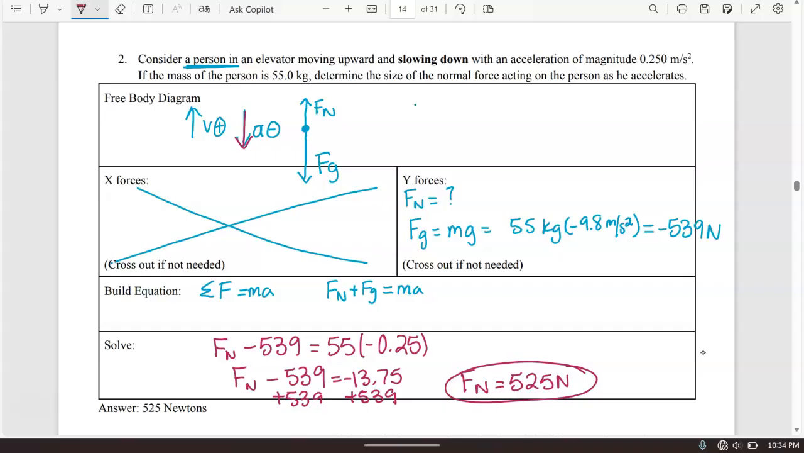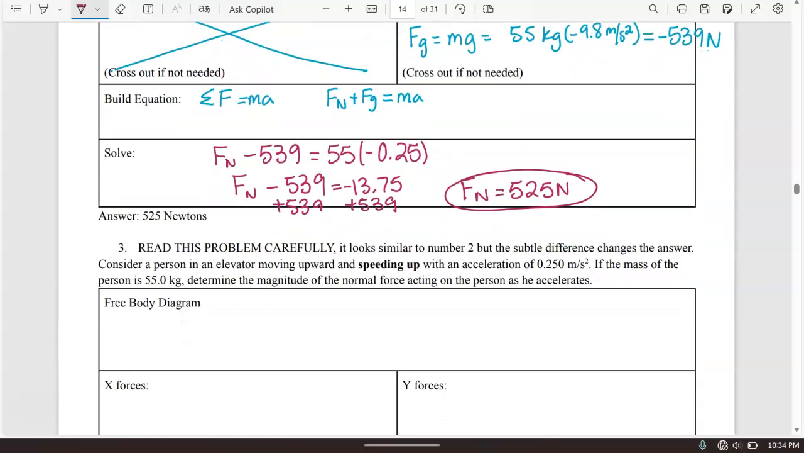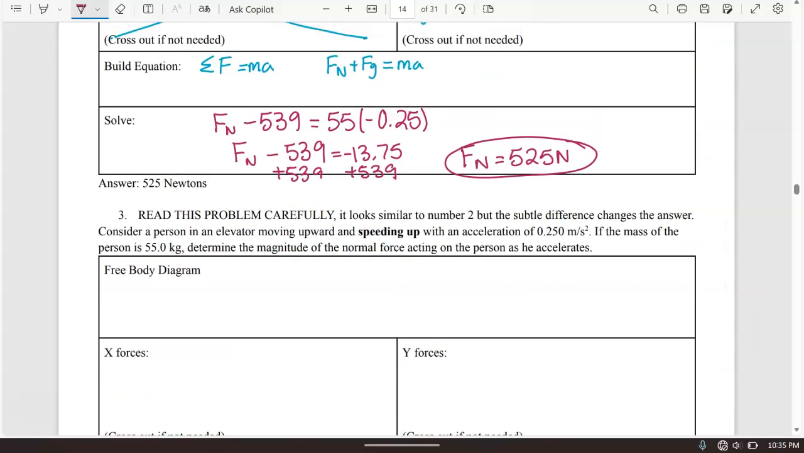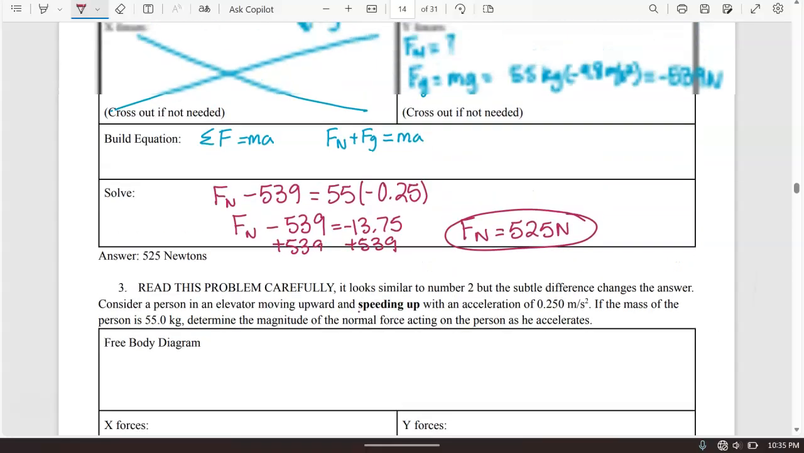So go ahead, try the rest of these problems on your own. Those answers are given to you at the bottom. And then you're going to see in this next question, you see that small difference. We're speeding up instead. So how does that change the sign of your acceleration? How does that change the length of your normal force arrow?